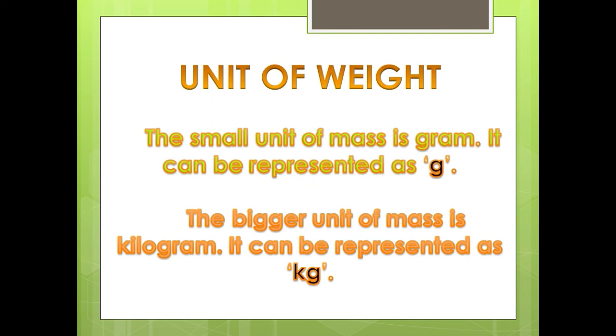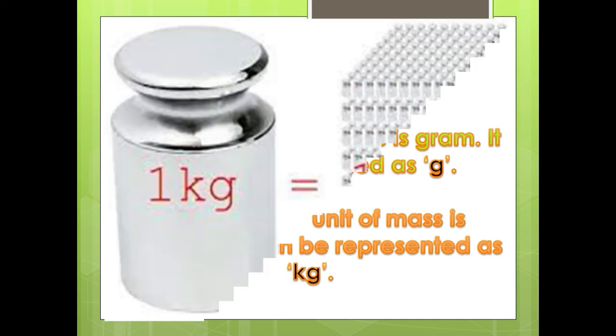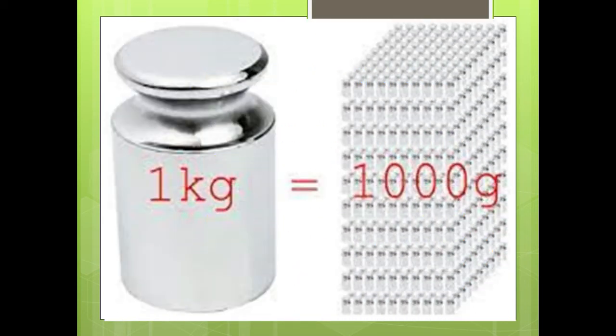Unit of weight. The small unit of mass is gram. It can be represented as g. The bigger unit of mass is kilogram. It can be represented as kg. See here children, 1 kilogram equals 1000 grams.